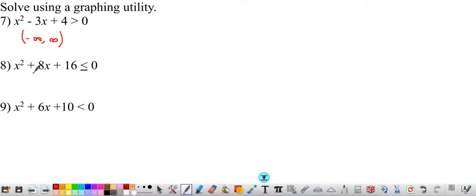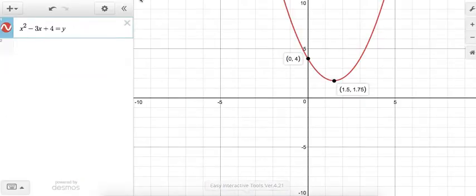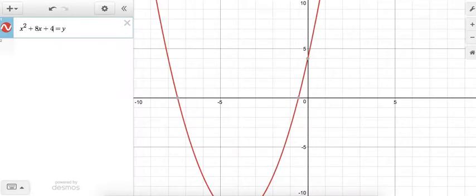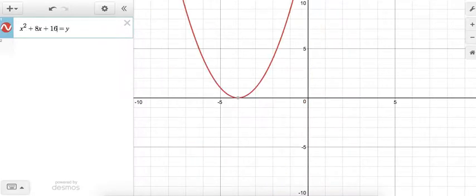We want to look where x squared plus 8x plus 16. This time we're going to go less than or equal to 0. So x squared plus 8x plus 16. And we want it to be less than or equal to 0. Well, once again, here is where y is 0. And so we want our y values or our outputs to be less than that.